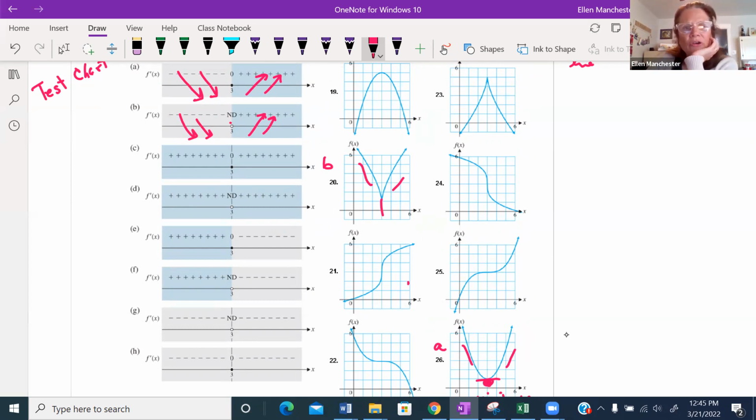Okay, so what about C? C is going uphill, hits horizontal, zero slope, and then it goes uphill again. Does anyone see it? So on 19, we're going uphill, it hits zero, so we're good so far, but then it starts going downhill. So 19 is out because that one has a switch in it. 23 is a vertical, so we know that's out. 24 is also vertical, so we know that is out. 21 is vertical right here, so we know that's out. So let's try this one. So we have uphill, and then horizontal, and then uphill. So 25 would be C.